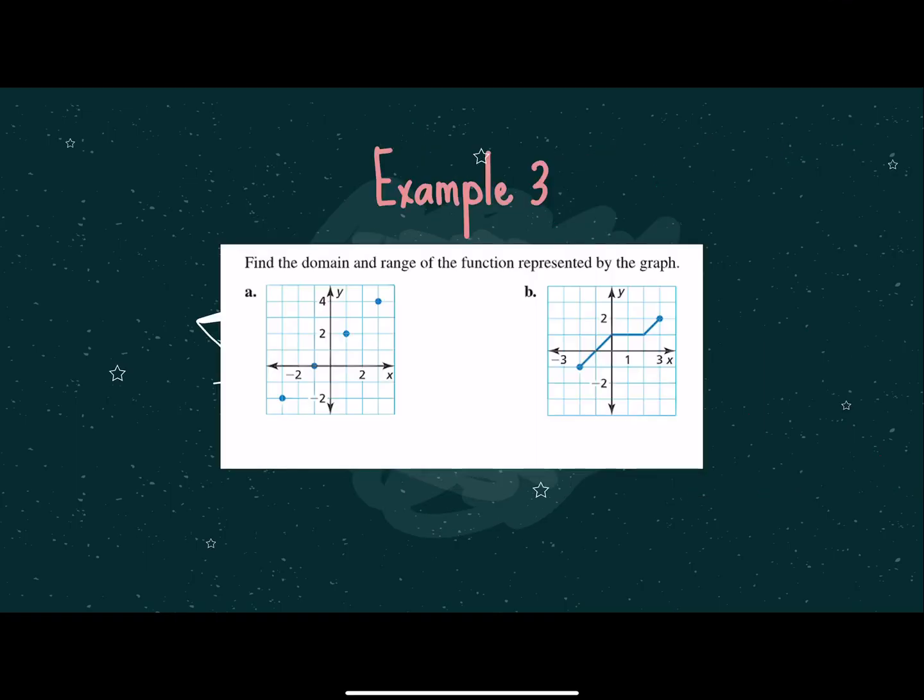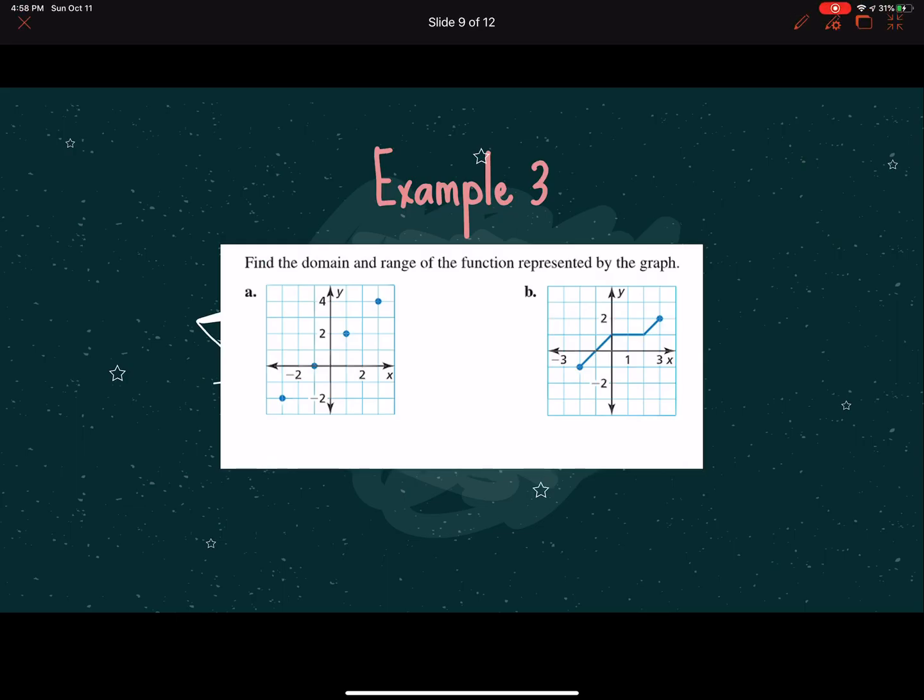Okay, example 3 says, find the domain and range of the function represented by the graph. So we are going to look at these ordered pairs, and we're going to separate our domain from our range. So think about our domain is our x, our range is our y. Now we can write these out as a sentence. You might also see them written within braces to categorize the domain and the range. So let's look at part A on example 3.